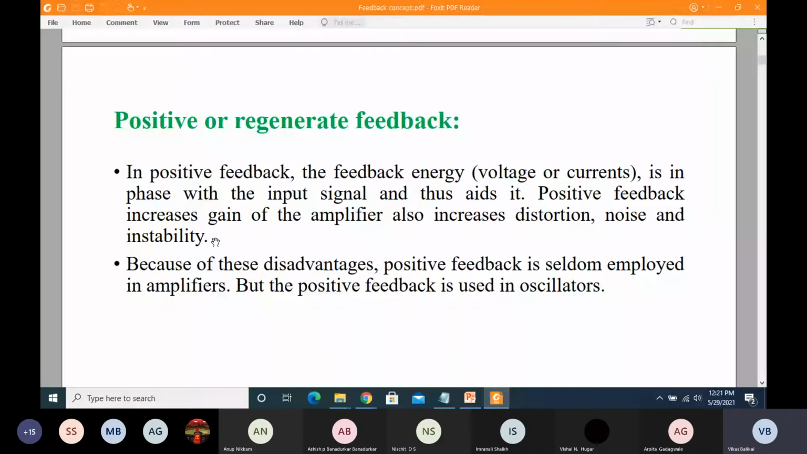That's the reason positive feedback or regenerative feedback is typically used in oscillators, because in oscillators I require sustained oscillations, and I can clip off the higher amplitude signals in the oscillations, and I can ensure continuous signals are generated by employing positive feedback.